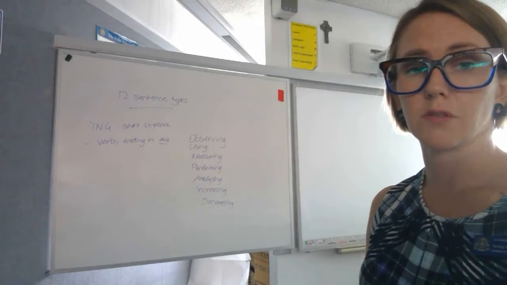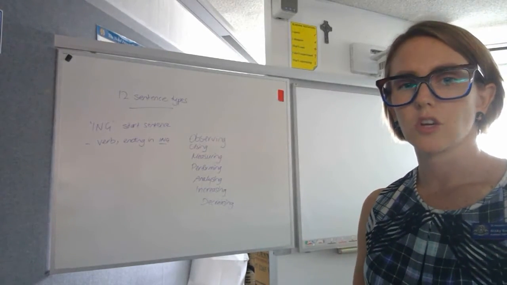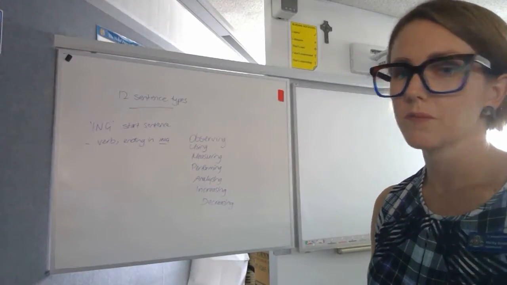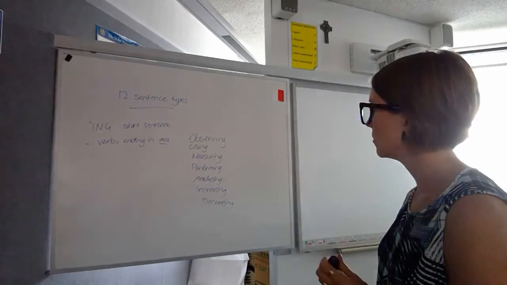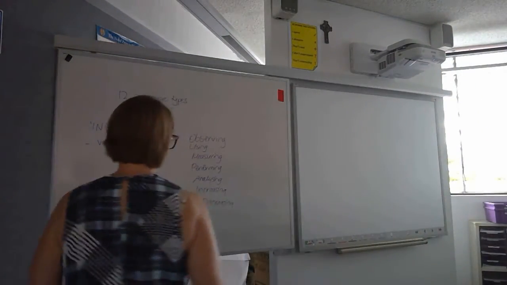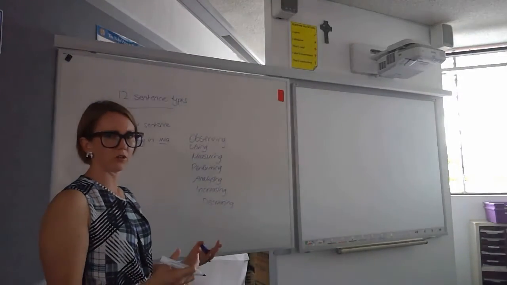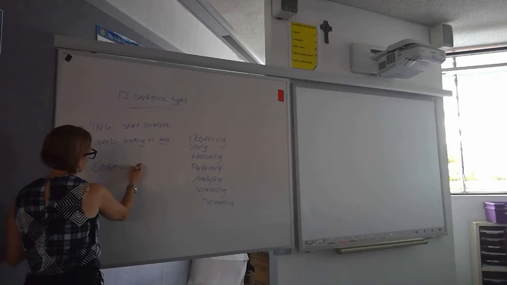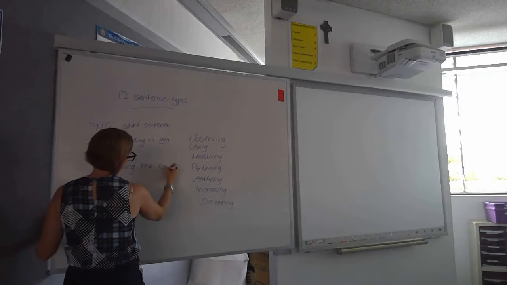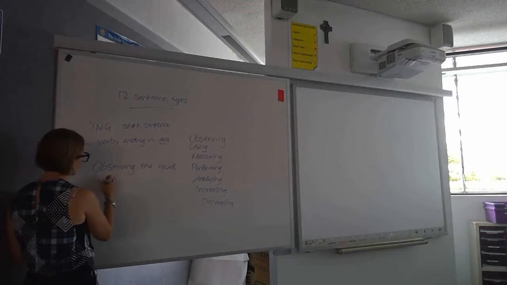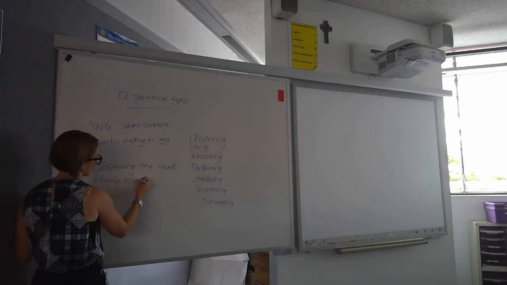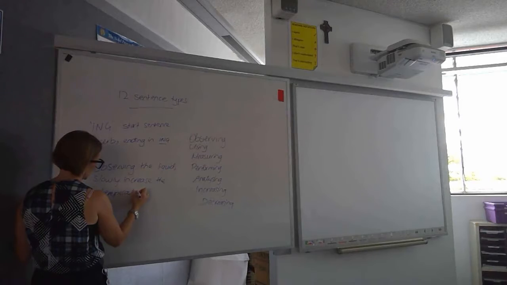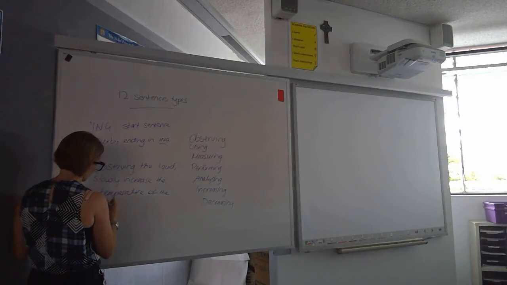Okay, it's time for a practice now of how to actually write this sentence. I'm going to have a go at doing one on the board, and then I'd like you to pause the video and have a go at one yourself. The first verb I've chosen to use is observing. I'm going to think about it scientifically now, or at least in the use of a scientific report. So: observing the liquid, comma, slowly increase the temperature of the Bunsen burner.